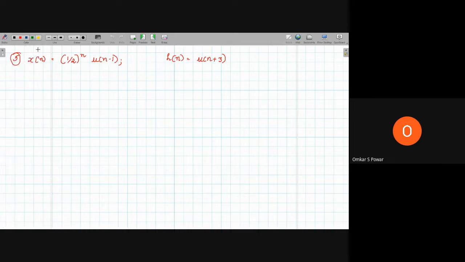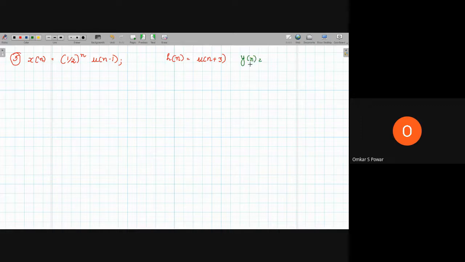Okay. Let us take another kind of problem so that it helps you to get some intuition into convolution. Now x of n is equal to half of n into u of n minus 1, and h of n is equal to u of n plus 3. So what is your approach to solve this problem? First, what I told you, write the convolution formula. So what is the convolution formula?